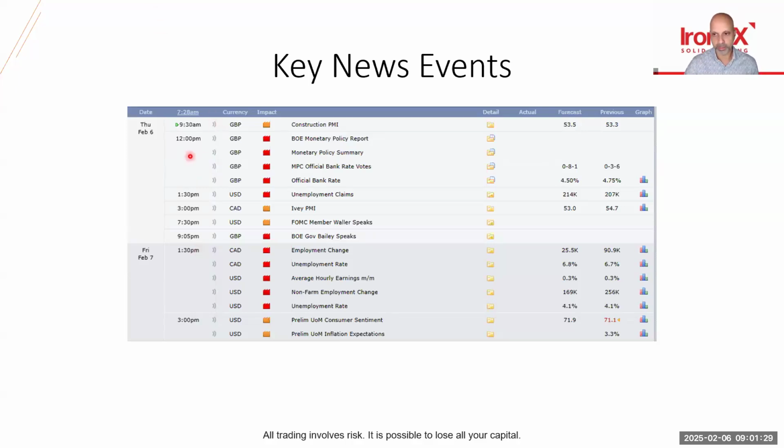Now, here's the calendar for Thursday and Friday. At 12 p.m. GMT, the Bank of England will release its statement, where they're widely expected to make a 25 basis point reduction in the official bank rate to bring it down to 4.5%. After that, at 1:30 p.m. GMT, we have unemployment claims for the US. And then tomorrow, Friday, 7th of February at 1:30 p.m. GMT time, the BLS will release its employment report, where we'll get an insight into the non-farm payrolls and the unemployment rate. This is going to be probably the most highly anticipated data event of this week.